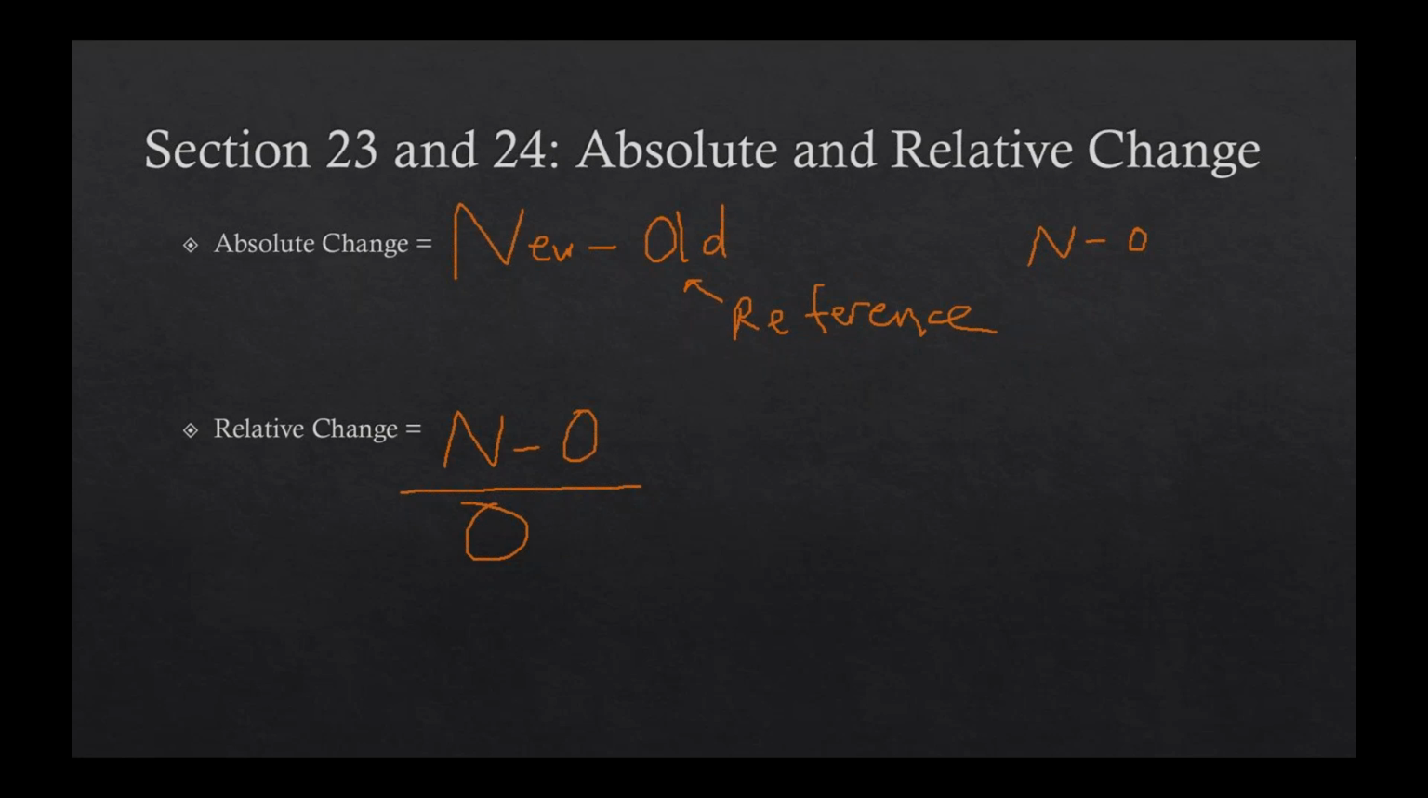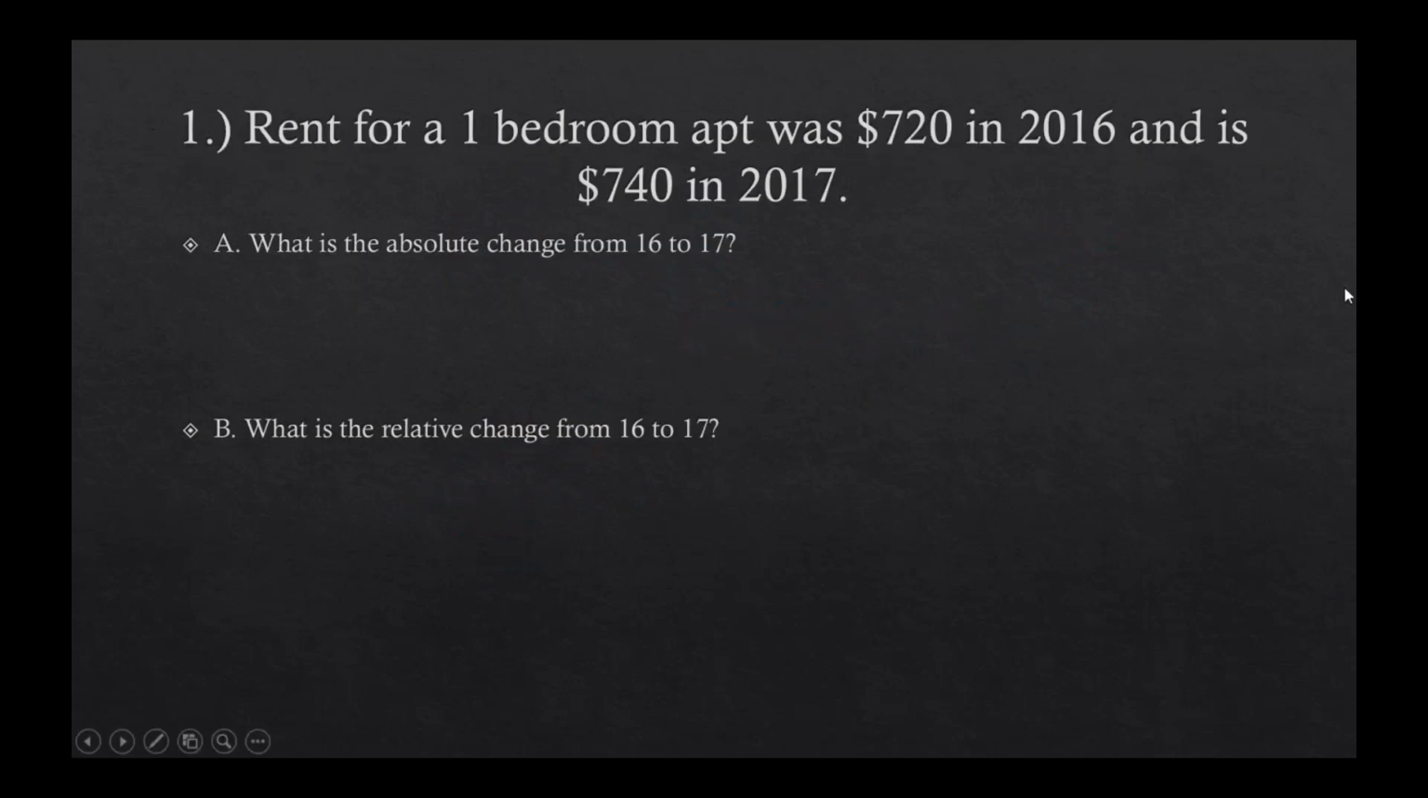All right, let's get into some actual math. Enough of me yapping. So rent for a 1-bedroom apartment was $720 in 2016 and is $740 in 2017. So absolute change is what we're going to start with. Remember, absolute change is new minus old. So half of the battle is recognizing what values you would consider new and what values you would consider old.